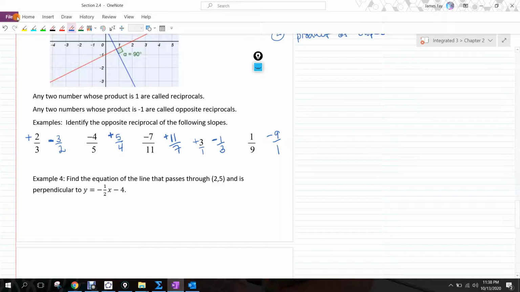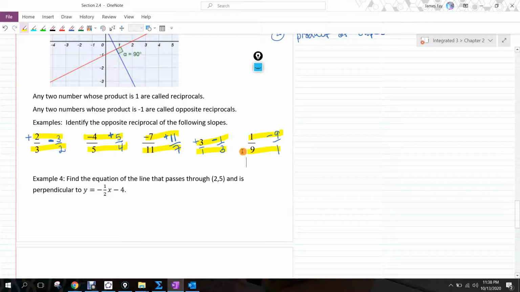And what happens, if you pay attention to how we do this, 2 times 3 is 6, 3 times 2 is 6, we get 6/6. Positive times a negative is a negative, so we get -6/6, which is -1. This gives me -20/20, -77/77, -3/3, and -9/9. All of those reduce to -1 when I multiply them together.